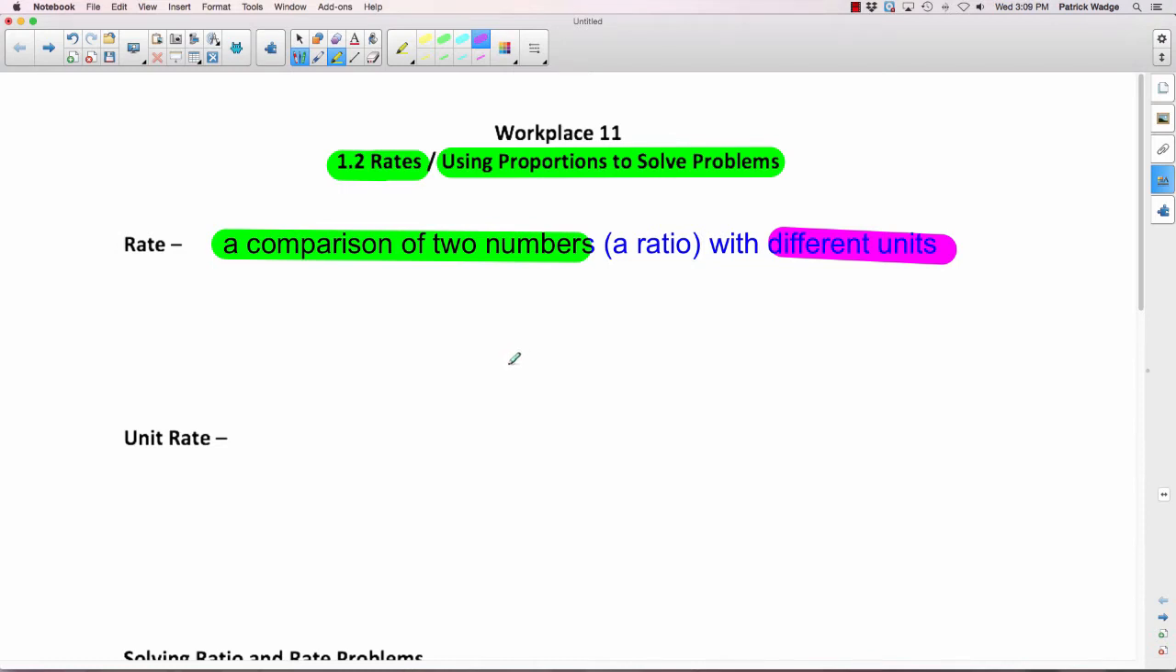So last day when we talked about ratios, it always had the same units, right? When we were comparing the number of ducks and the number of cows, those are all animals. So 3 to 2, you didn't have to put any units in there. But with a rate, there's different units involved. So for example, a car traveled 40 kilometers in 4 hours. You can see there's different units here.